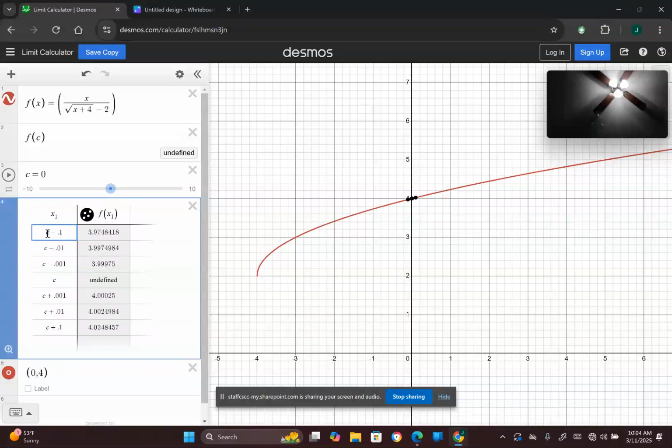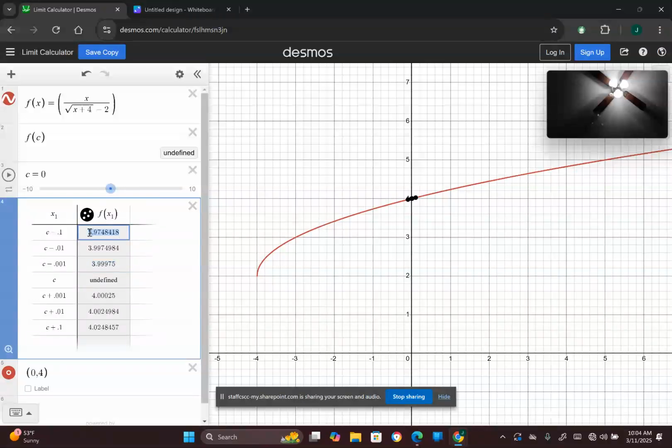If you take 0 minus 0.1, look how close this is to 4 already. If you're 1/100th of a unit away to the left, 3.997, even closer to 4. If you're 1/1000th away to the left, 3.99975.